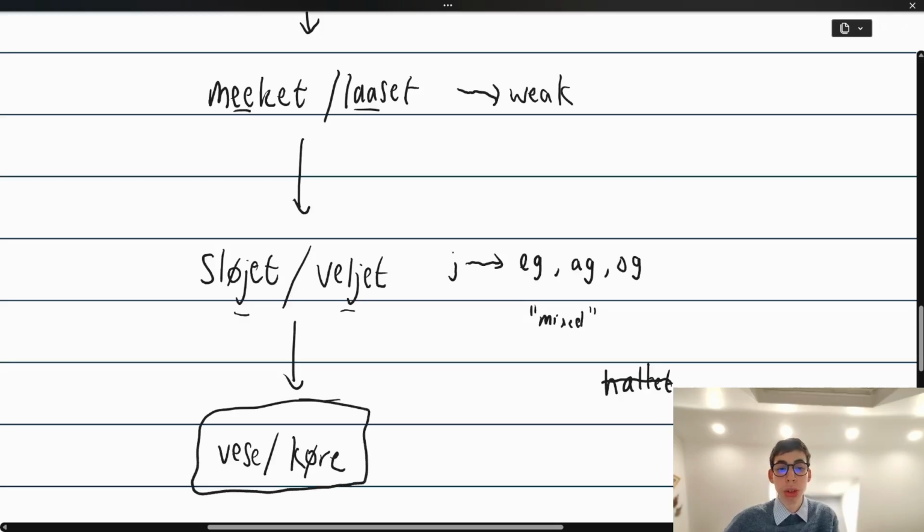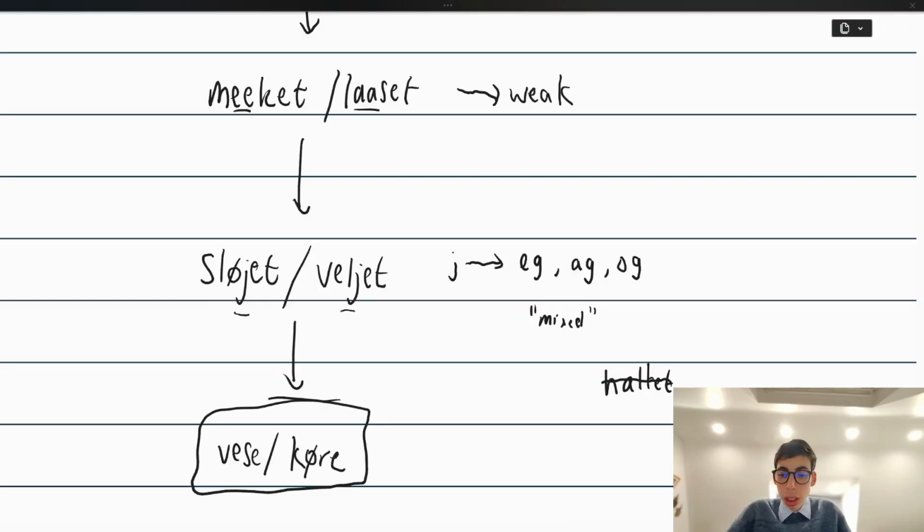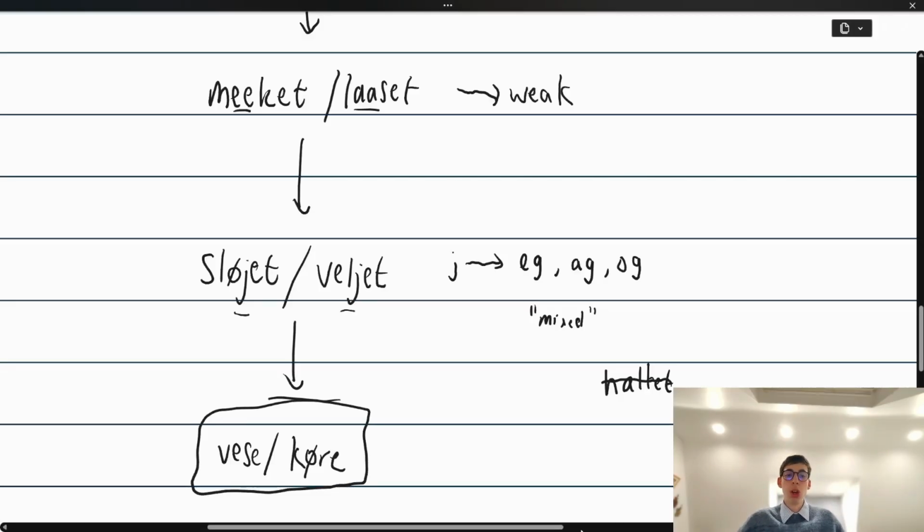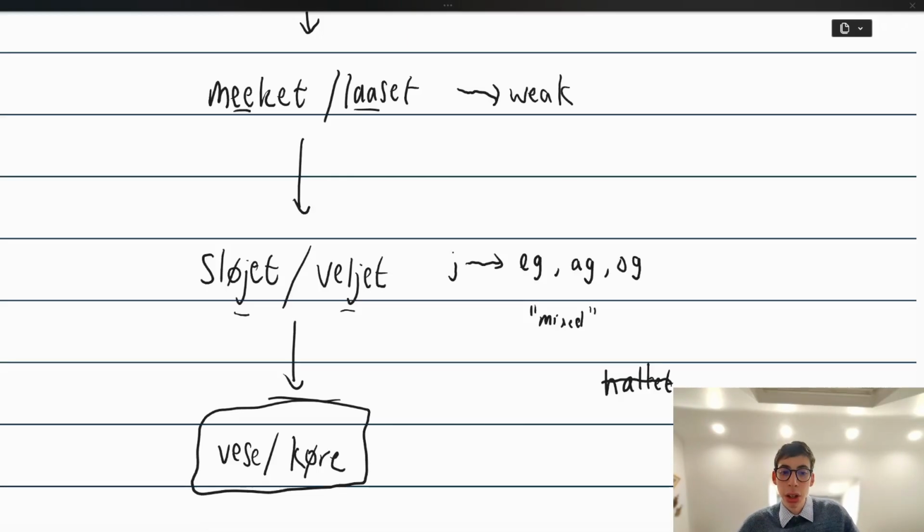Now these two verbs are really difficult. These two verbs are the only two really irregular verbs. And I've also just realised that I didn't tell you what slujet and veljet meant. We did discuss it last time, but slujet is to cover, to hide, to curtain, and veljet is to pick, to choose, to vote, those kinds of things. So just going back down, these two verbs are your worst enemies. They are problem causing, to say the least.